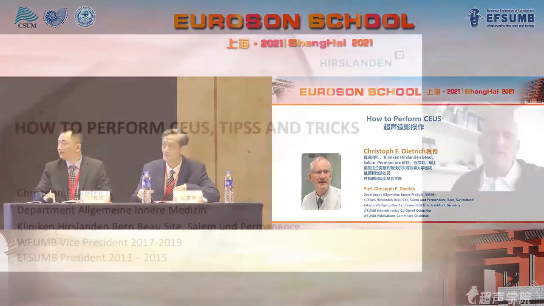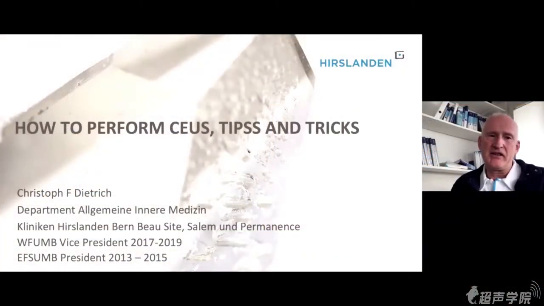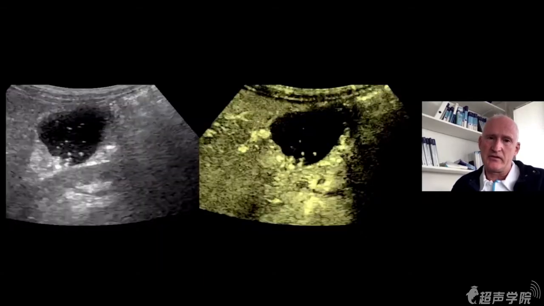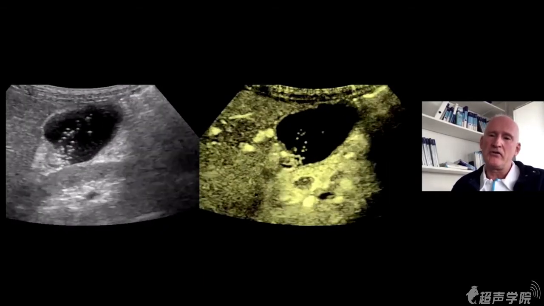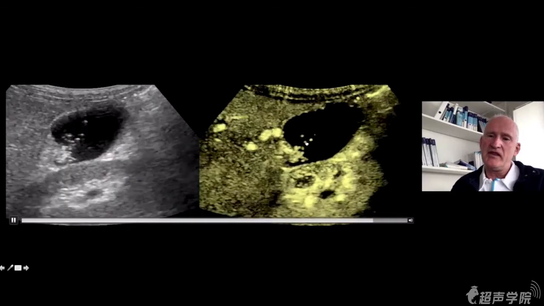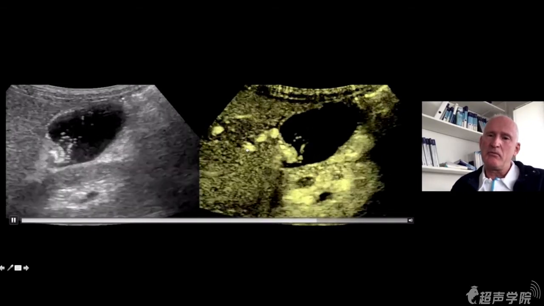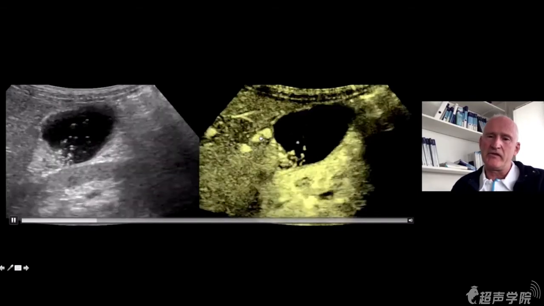Ladies and gentlemen, dear colleagues, it's my great pleasure to lecture on how to perform contrast-enhanced ultrasound, CEUS, tips and tricks. First of all, a short introduction into the fascinating world of contrast-enhanced ultrasound. It's all about bubbles. You can see air bubbles within the gallbladder. You can see microbubbles within the vessels.